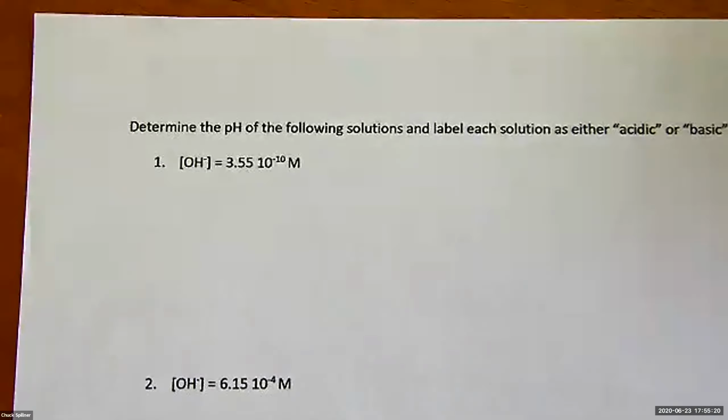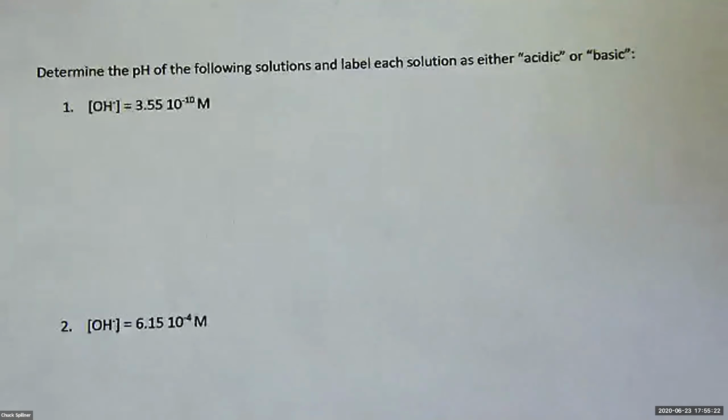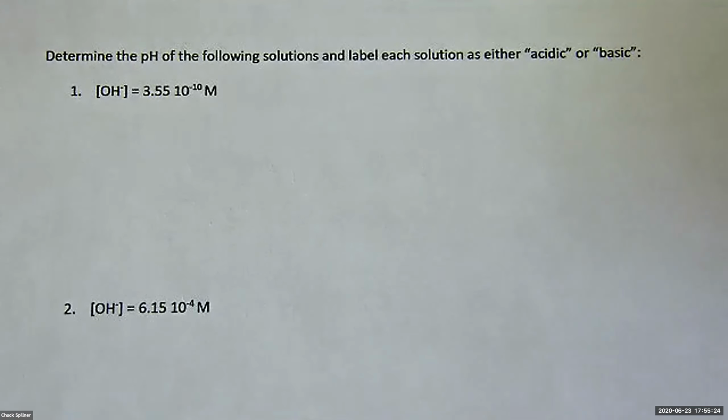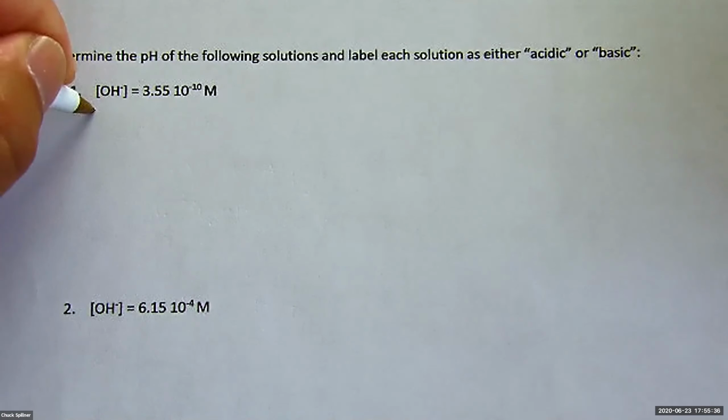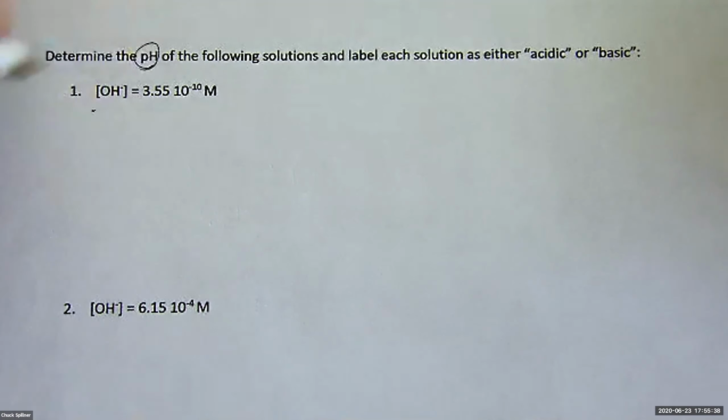Right, here's another one. Let's see, we have 2 more. I'll do one and you can do the other one. Determine the pH of the following solutions and label each solution as either acidic or basic. This is sort of what we did before, so I'm going to take a different approach, another way to find out. So this is calculating the pH.